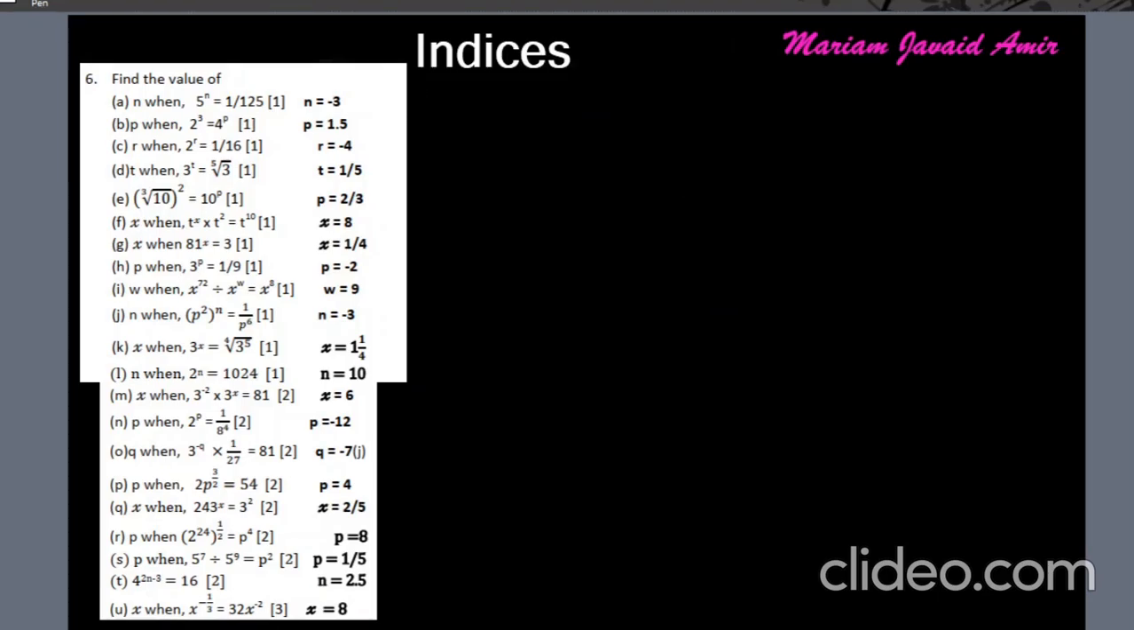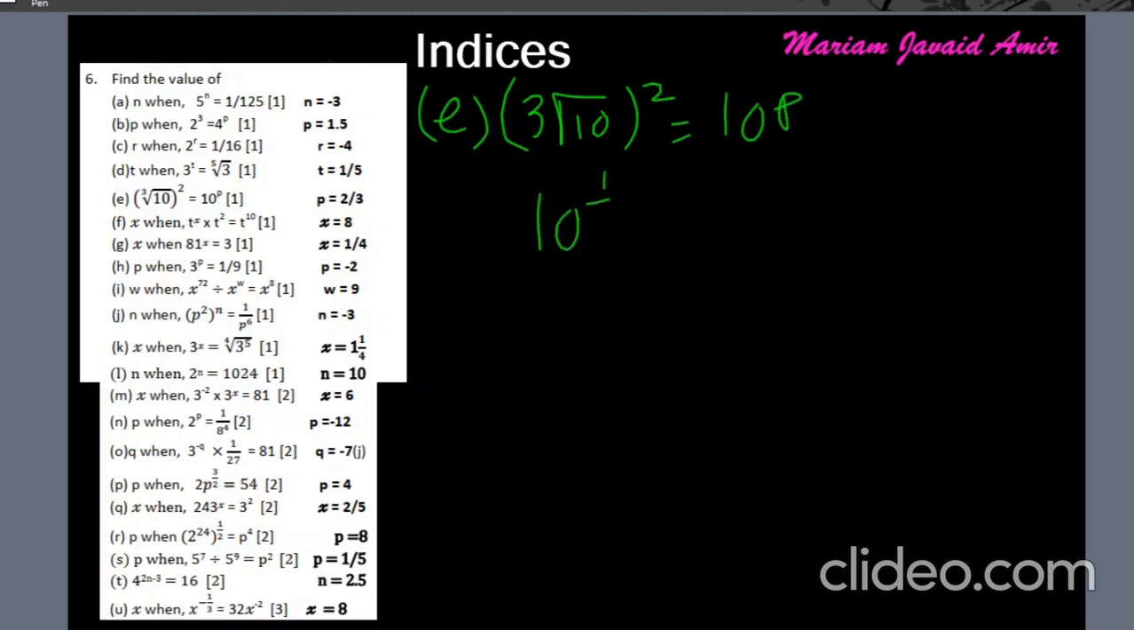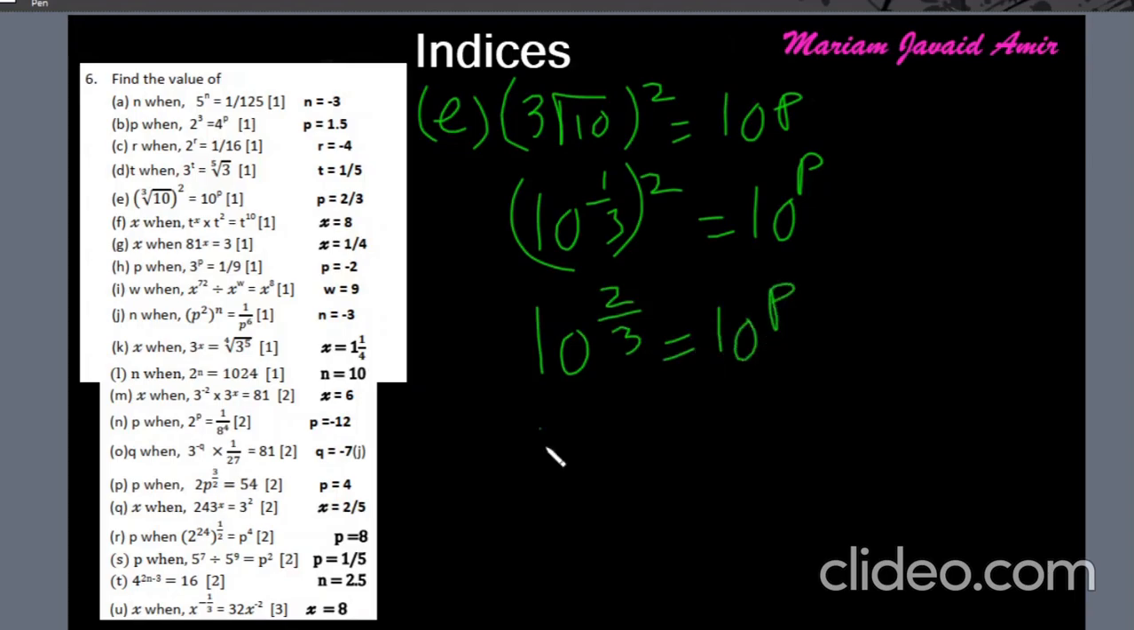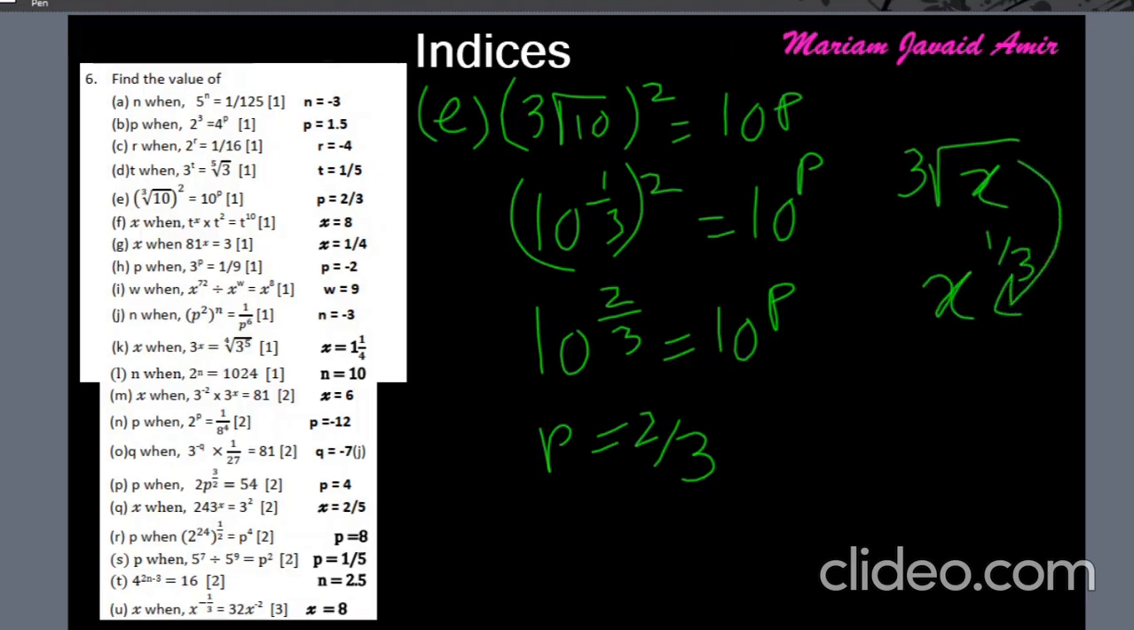Okay, part E. Cube root of 10 whole power 2 equals 10 power p. Find the value of p. So cube root is simply power 1/3, times 2 equals 10 power p. So the power becomes 2/3, equals 10 power p. So p equals 2/3. Cube root of anything is x power 1/3. Cube root of x is x power 1/3.